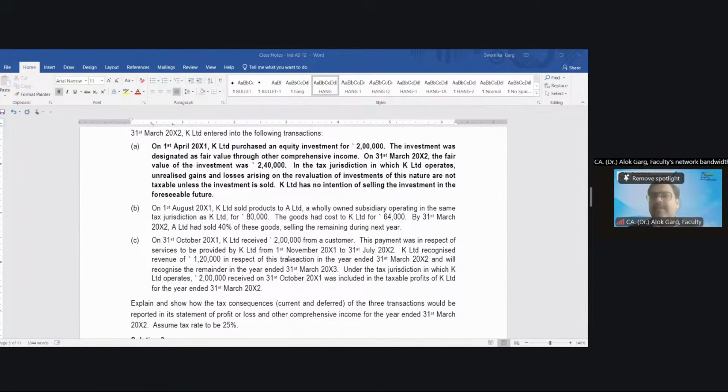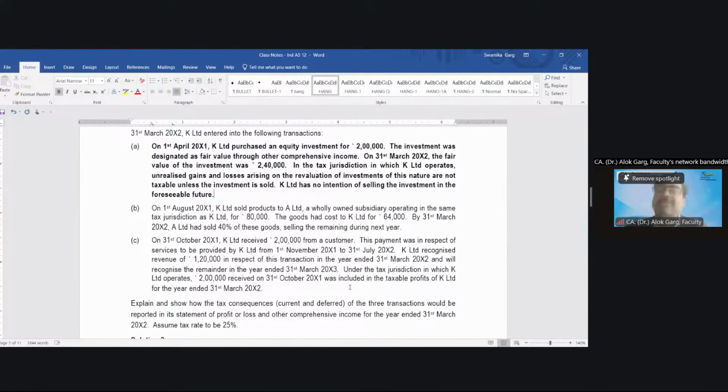So this investment is designated as fair value through OCI, where your mark to market unrealized gain will go to OCI, right? Unrealized gain will go to OCI. So regarding the tax impact, the deferred tax which we have seen has to be a deferred tax liability, and the deferred tax liability is 40,000 multiplied by 25%, so 10,000 will be a deferred tax liability.